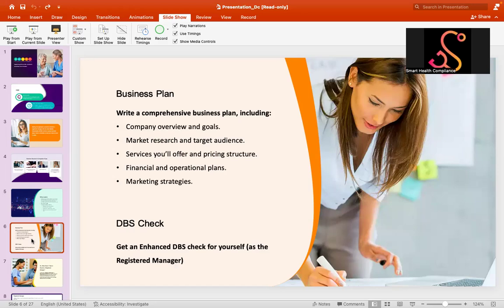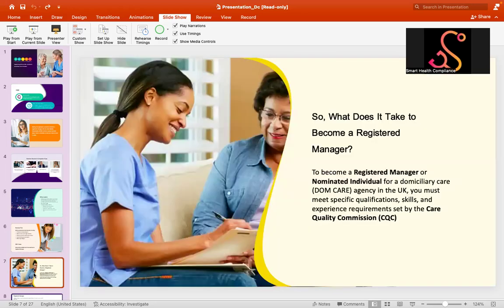Once you've done that, before you can start a CQC application, you do need to ensure that you've got a DBS check. This needs to be an enhanced check. You can do this via the CQC. It just needs to be an enhanced DBS check and it needs to be valid within the last year. Without a valid DBS check, you will not be able to start your application and it will be rejected. So if you've got a DBS check at the moment, do check the dates and the validation. If you haven't, I would strongly suggest that you start the process because it can take a few weeks, okay?